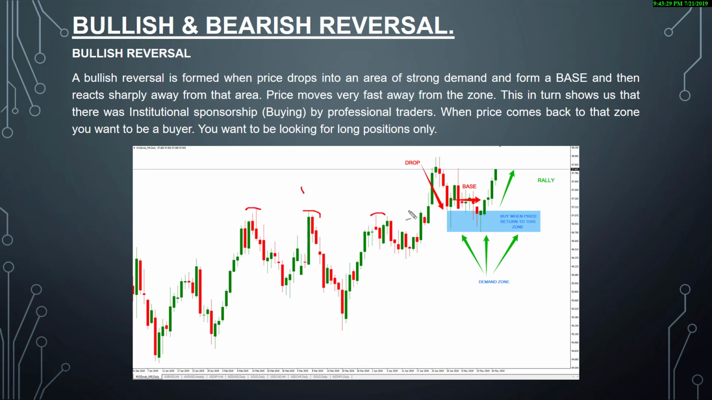So when the market closed above and rallied, you'd have been looking to buy when it returns to these highs. When it returns to this level, you look for buy positions. There's no way you're going to be looking for sell positions in this case. So price dropped from a strong supply area, dropped and rallied. Now, how many opportunities would you have got to buy from here?